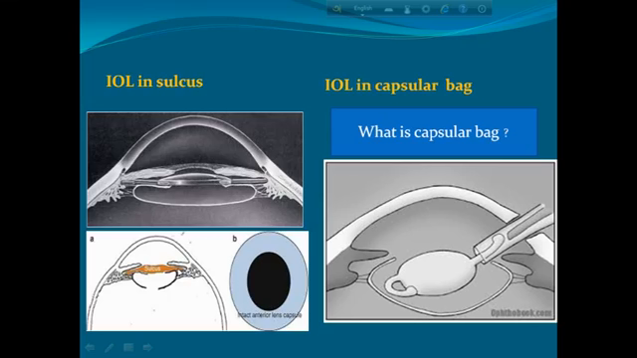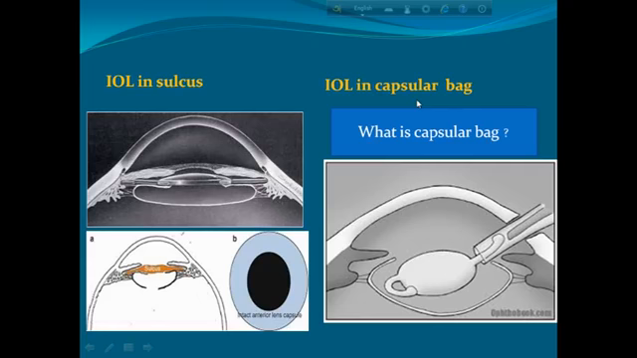Sulcus is the space in between the posterior surface of the iris and the anterior surface of the anterior capsule. Again, I say, what is the space of the sulcus? The space of the sulcus is in between the posterior surface of the iris and the anterior surface of the anterior capsule of the lens. Here, the IOL is implanted at the sulcus. So it is the second option, but the better option is the capsular bag.